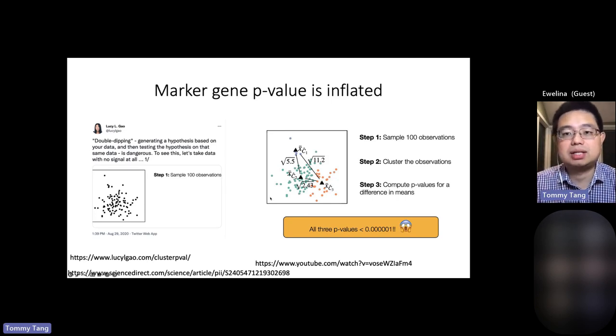This is dangerous. To see this, let's take data with no actual signal at all. We sample 100 observations randomly, so there should be no actual structure there. Then we cluster the observations into different clusters, and then we compute the p-values of the mean differences among the clusters. And you get a really small p-value. This is relevant in the marker gene identification problem because we first cluster cells into different clusters and then calculate the differences for each gene between clusters. So we always get a tiny, tiny p-value. If we have done a single cell experiment, those marker gene p-values will be 10 to the minus 10, something like that. It's really small.